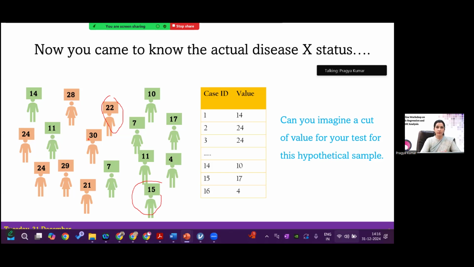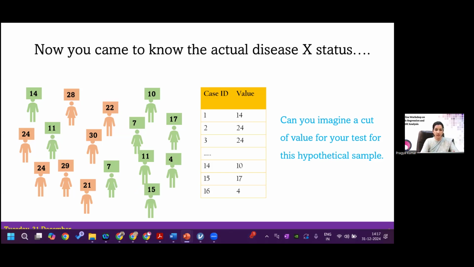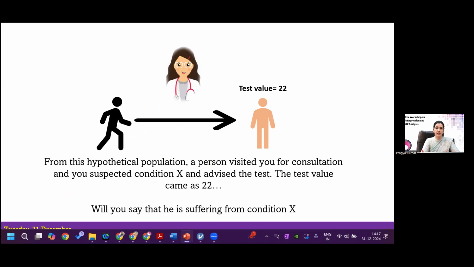So you are right, because after 17 there is a gap, and then the next diseased person starts at 22. So all these values are correct, whether it is 18 or 20 or 17, more than 17. So you are right. 18 to 20 will be the healthier one, meaning less than 18 or less than 20.